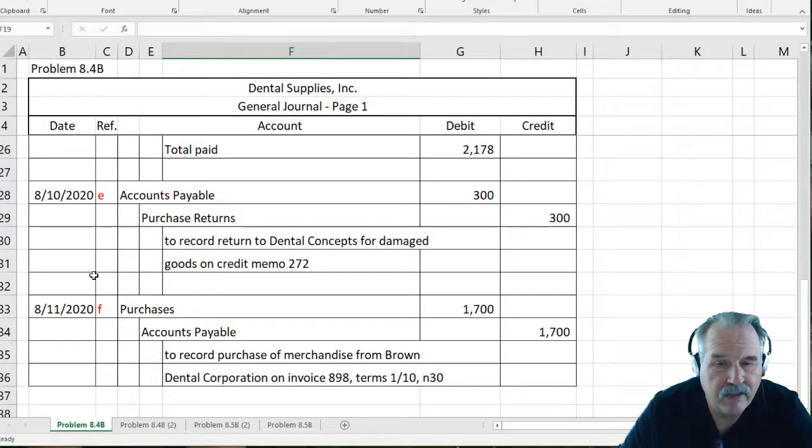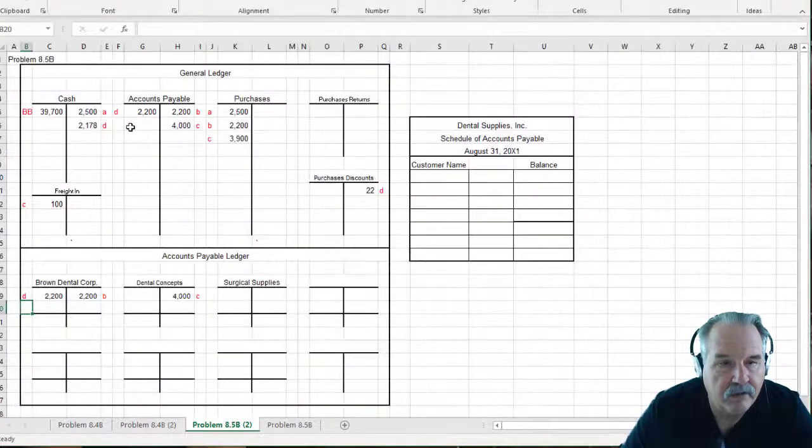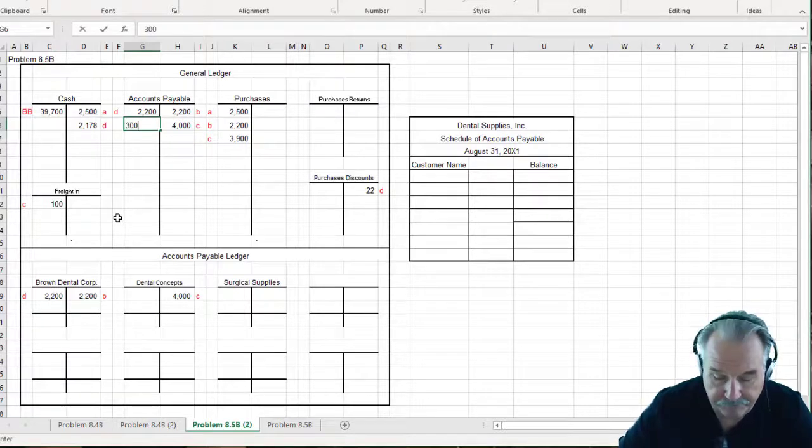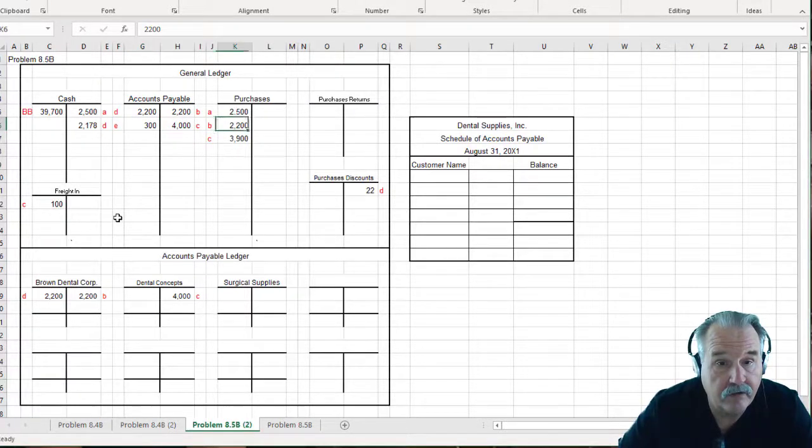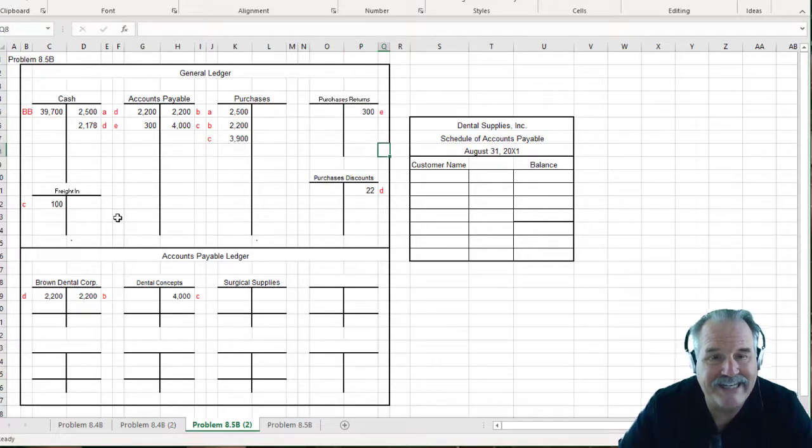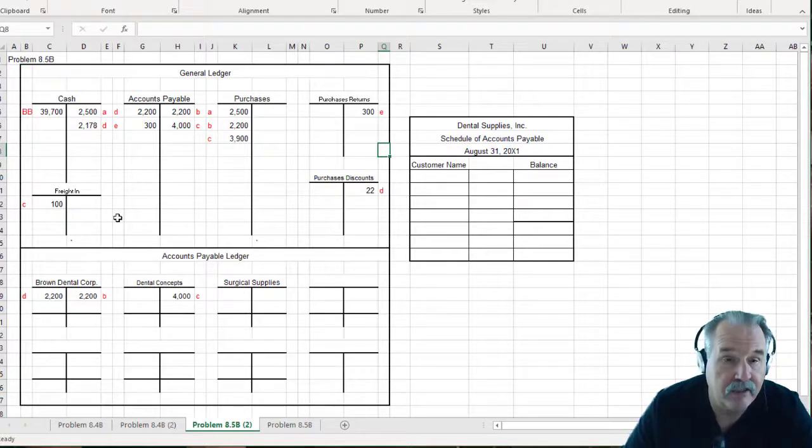Transaction E, we had a return to Dental Concepts for some sort of defective product that we received. So they issued us a credit memo. And so we'll post that $300 debit accounts payable for $300 and a credit to purchase returns. Purchase returns is a negative expense account. Purchase discounts is a negative expense account, or a contra expense account.